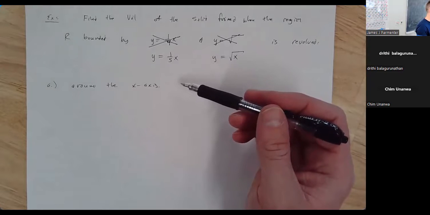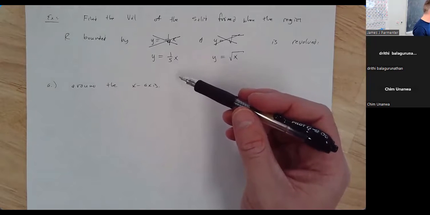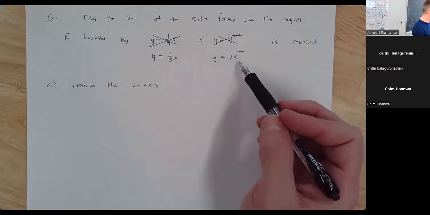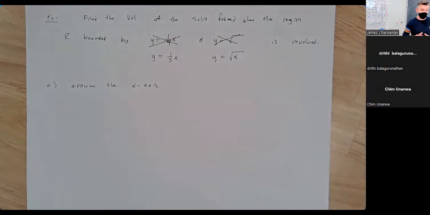Let's see, 4, no. 9, no. 16, no. 25, yeah. So if we let x equal 25, does that work? It does. Square root of 25 is 5, 1/5 of 25 is 5. So often if you're paying attention, you can guess the point of intersection pretty easily.